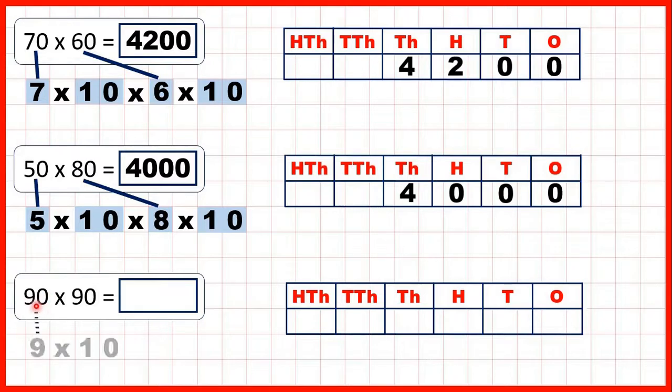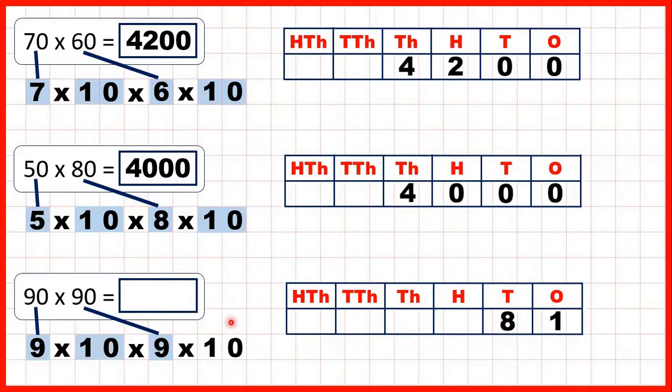Then we had 90, so 9 times 10, and we were multiplying by 90, so 9 times 10. We can start by doing 9 times 9, that's 81, and then to multiply by 10, we move the digits 1 square to the left, and we need to multiply by 10 again, so move the digits 1 square to the left again, and that gives us our answer.